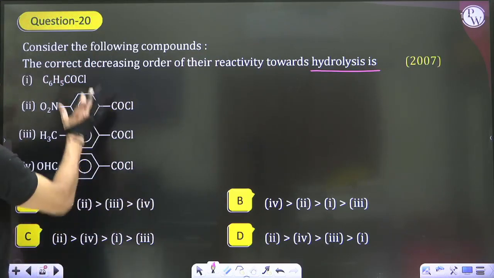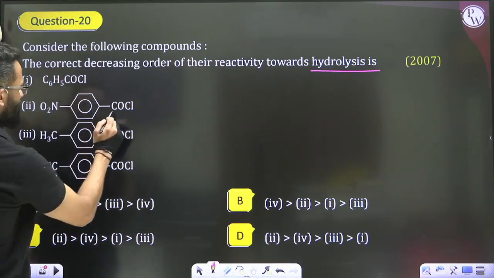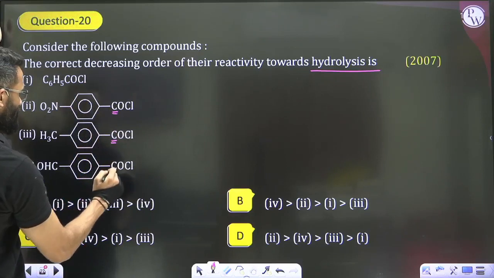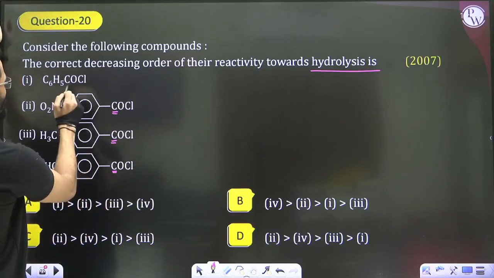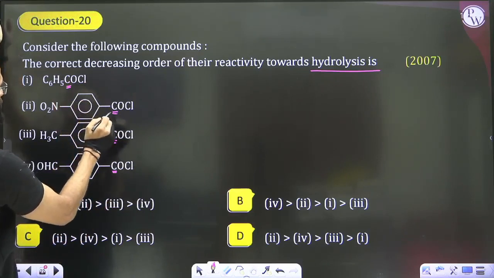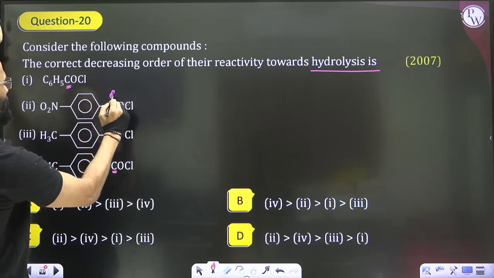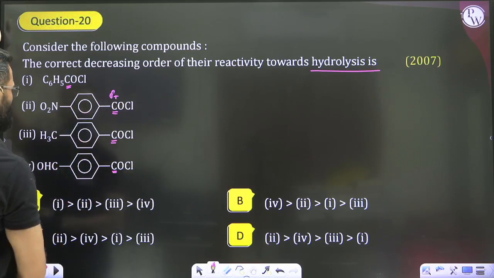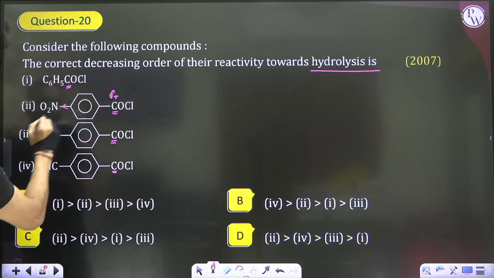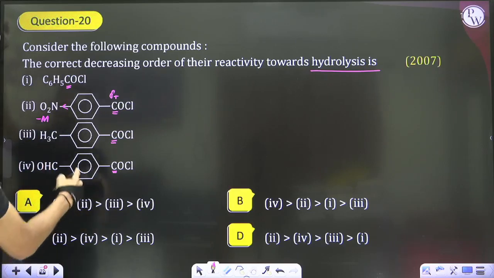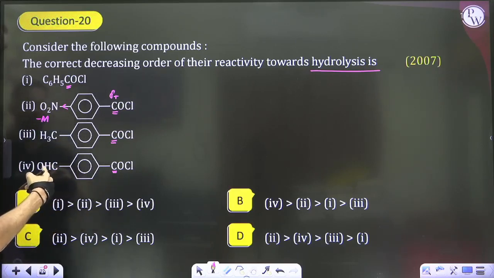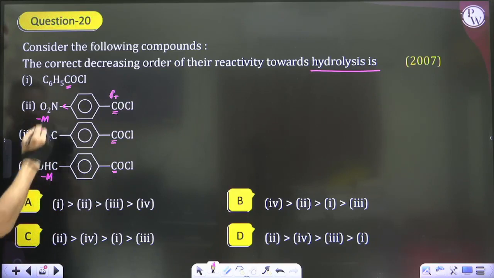So if you look at all the options given, this is carbonyl carbon everywhere. So we'll see the magnitude of positive charge at the carbonyl carbon. The magnitude of positive charge here at this carbon will be defined by the group which is present here. So nitro is the strongest electron withdrawing group because it shows -M. Then there is aldehyde, which is the second best electron withdrawing group, which will also withdraw electrons via -M. But the intensity of nitro is better than aldehyde.